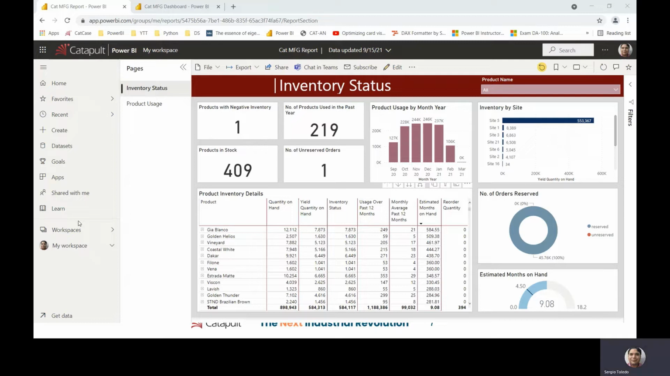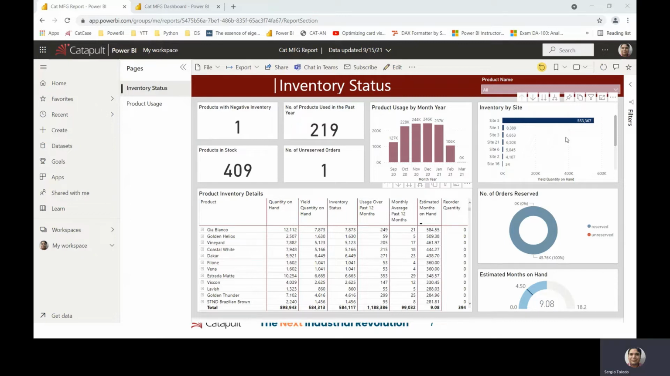We also have inventory by site. So again, this builder has many sites that hold different products. And we see here that site 5 has the bulk of all the inventory available. We also have a donut chart here displaying the number of orders reserved. So again, the orders are reserved, meaning the product is taken aside and reserved for that specific order. In this case, we have 45.76 thousand orders that are reserved, and we have one unreserved order.